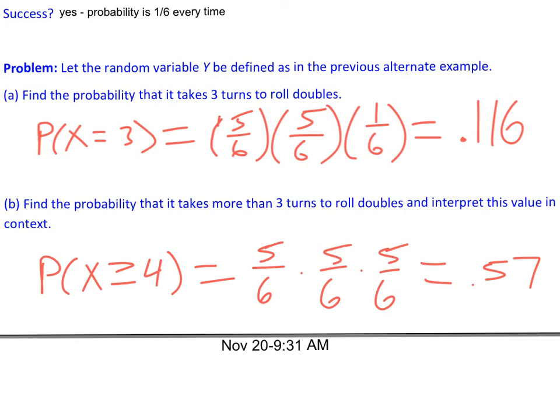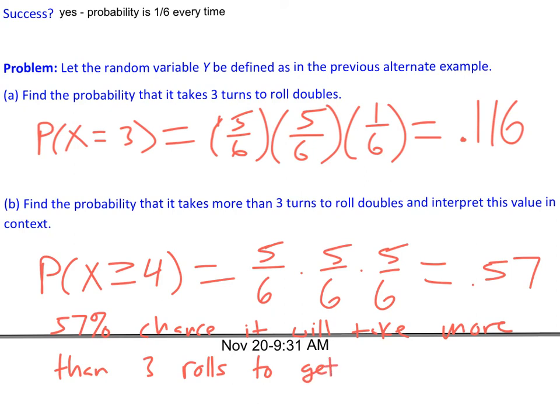Now for the interpretation, this would say that there is a 57% chance it will take more than 3 rolls to get doubles. 57% chance it'll take more than 3 rolls to get doubles.